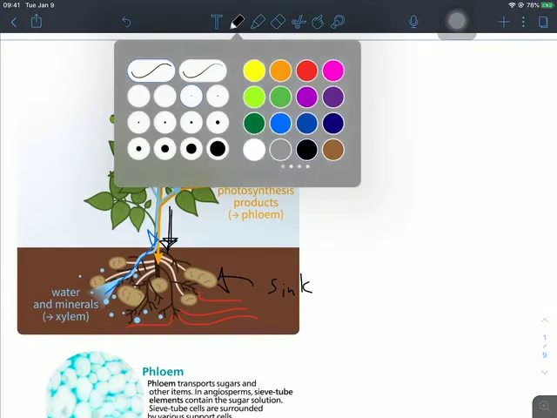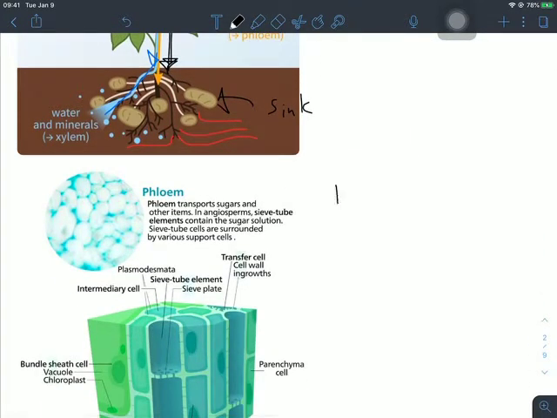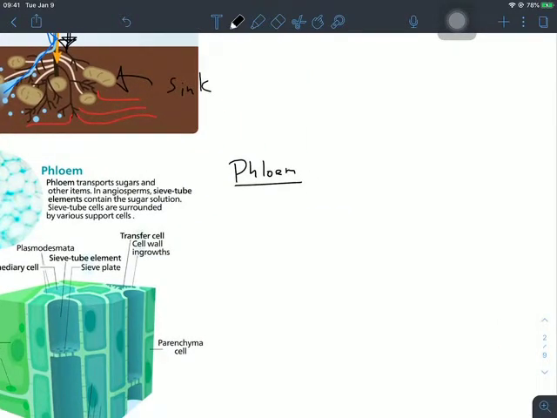So let's take a moment now to actually talk about phloem, because we've mentioned it a bunch of times thus far. So now let's go over the exact cell types, because I don't think we've done that just yet. So the first of our two cell types in phloem is our sieve, make sure I'm spelling this right, tube cell, or sieve tube element.